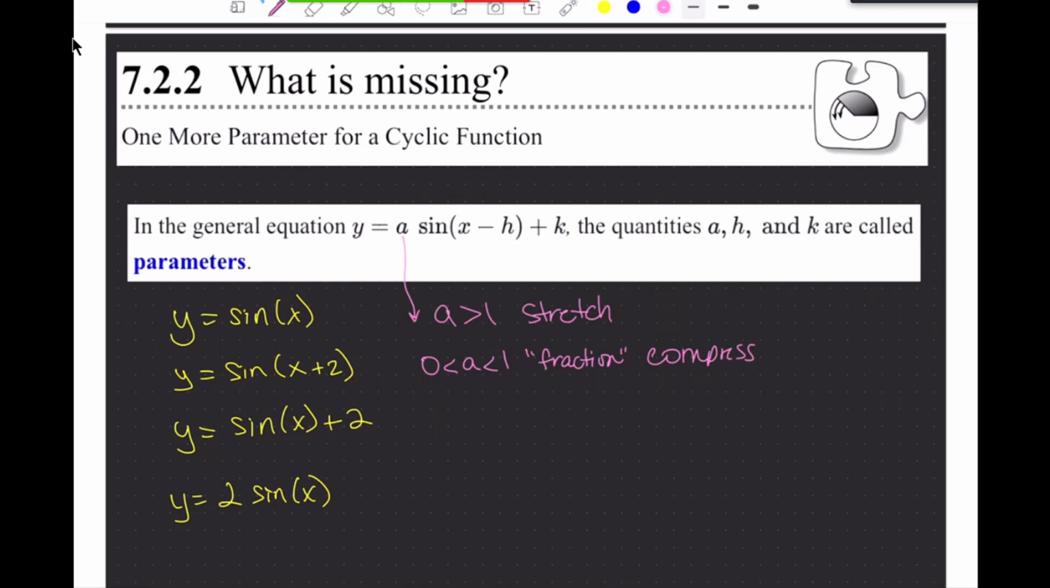What happens if a is negative? We didn't do that one. What happens anytime we have a function and we put a negative out front? Does it flip it over the x-axis? So if it's negative, it's going to flip it.